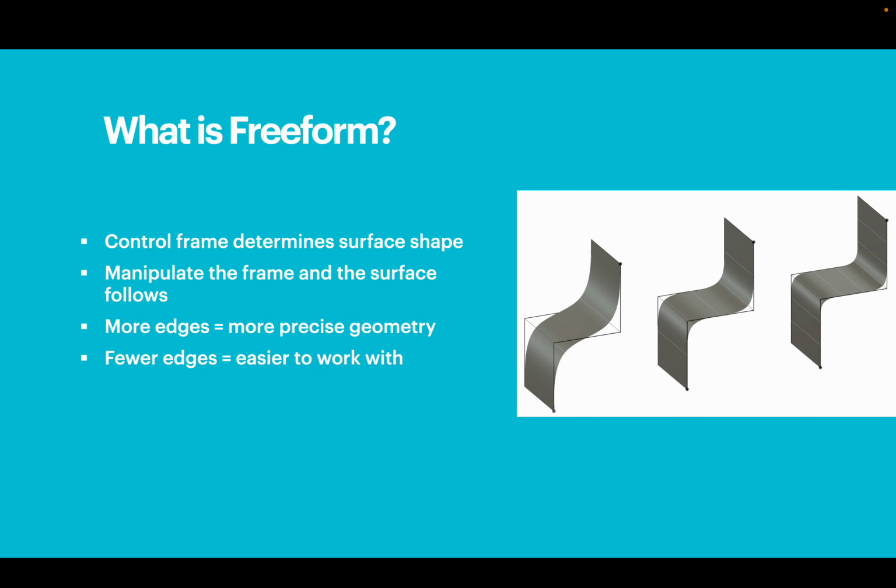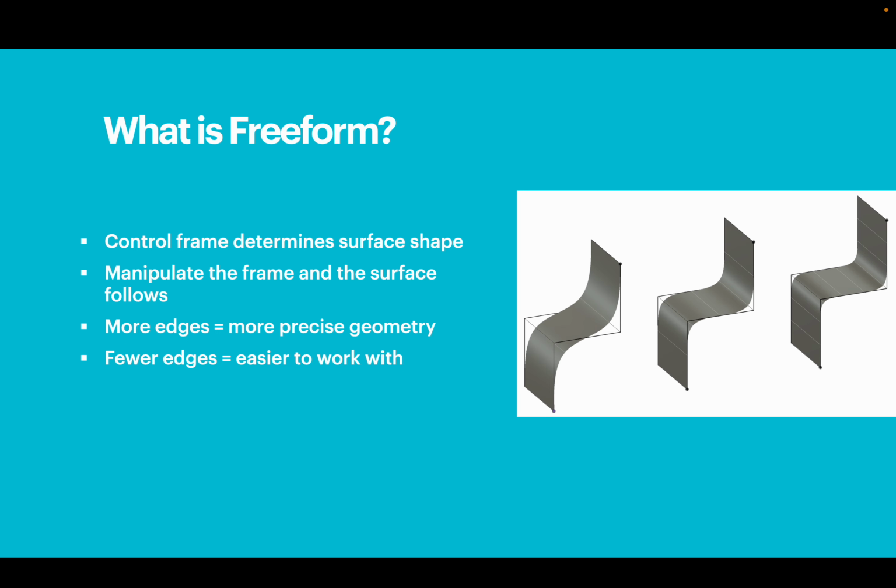So when we make a freeform model, it might look a bit complex, but what's going on is really not that complex. Essentially, I just made 3 different models here to illustrate what's going on. So you make something that's called a control frame. That's just a box. And the sides of that box will pull on whatever thing is inside. And that thing that's inside is essentially your surface.